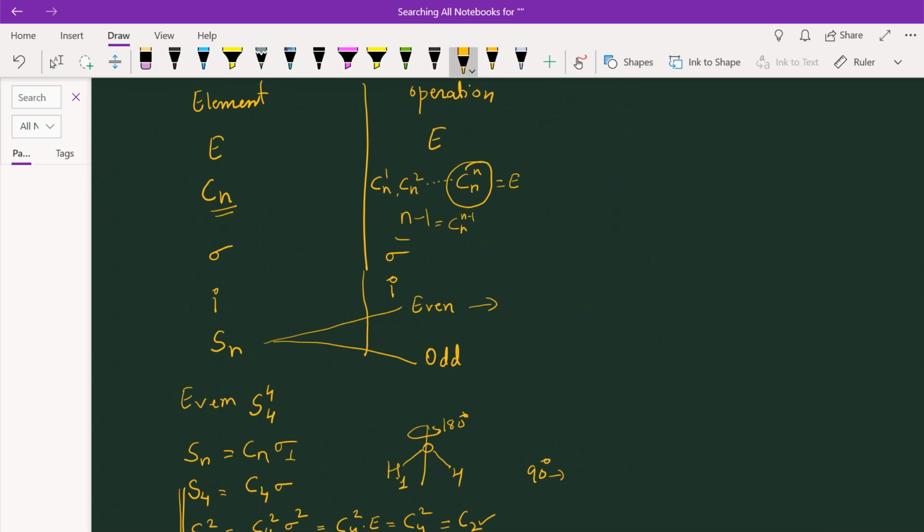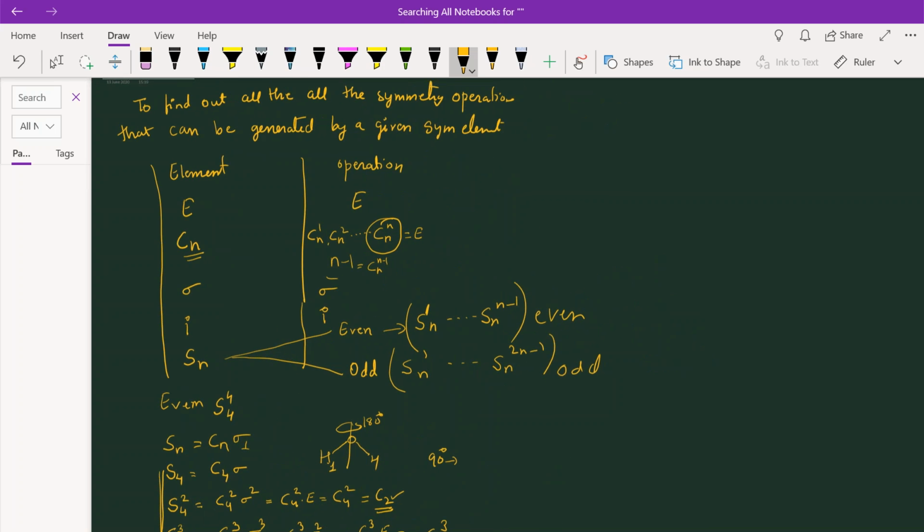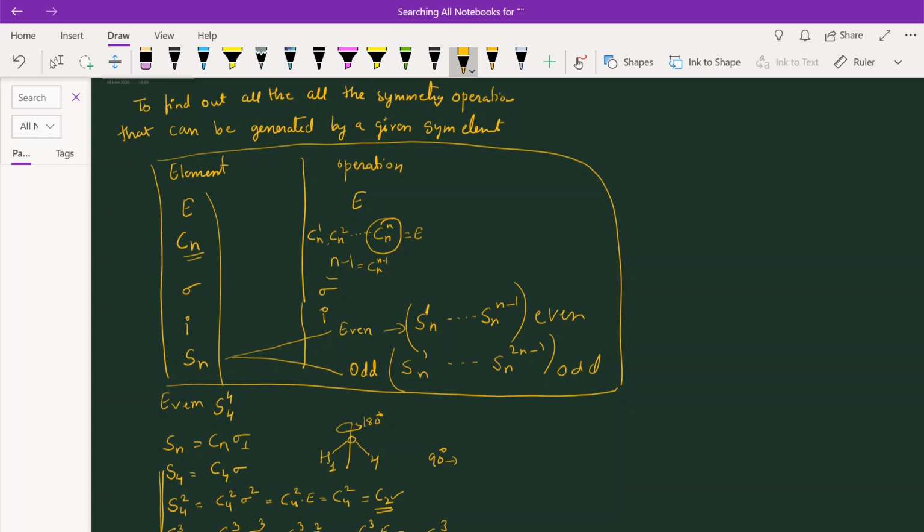We have to write for even. The conclusion is the number of operations for even is S_n^1 to S_n^(n-1), and for odd is S_n^1 to S_n^(2n-1). So this is for odd and this is for even. The aim of our lecture was to find out the number of operations that can be done by using these many elements of symmetry. Thank you so much. Stay tuned for the next lecture.